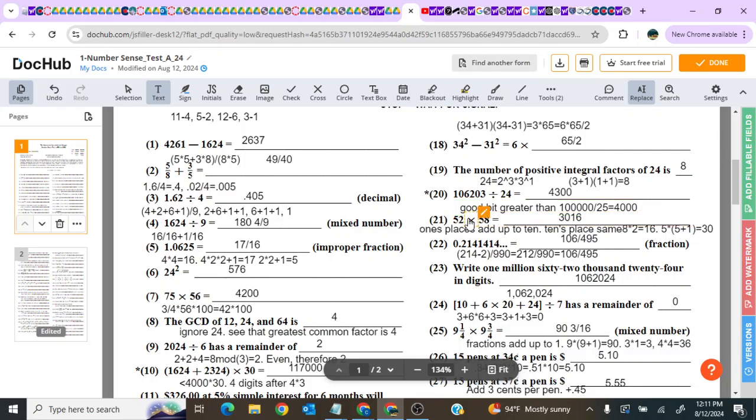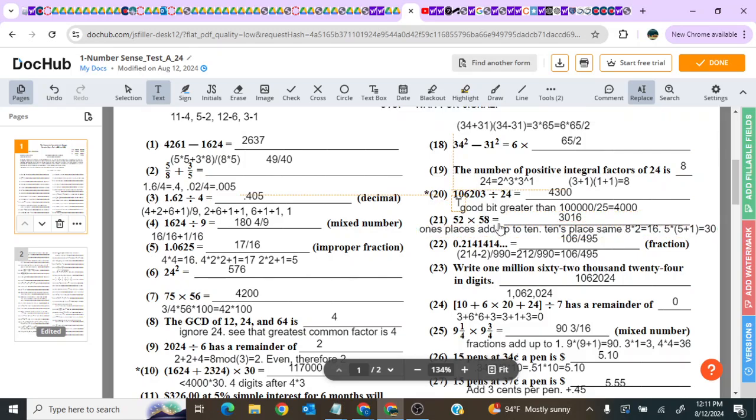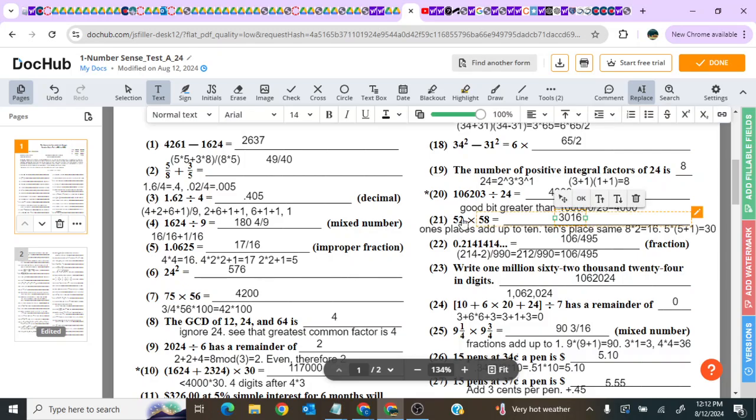21, well, you should notice when you see this, the ones places add up to 10 and the tens places are the same. So we have a trick for that. You multiply your ones place, 2 times 8, and you write that down as 16. And then you multiply your tens place times 1 plus your tens place. So 5 times 6 is equal to 30. So 3016 is your answer.